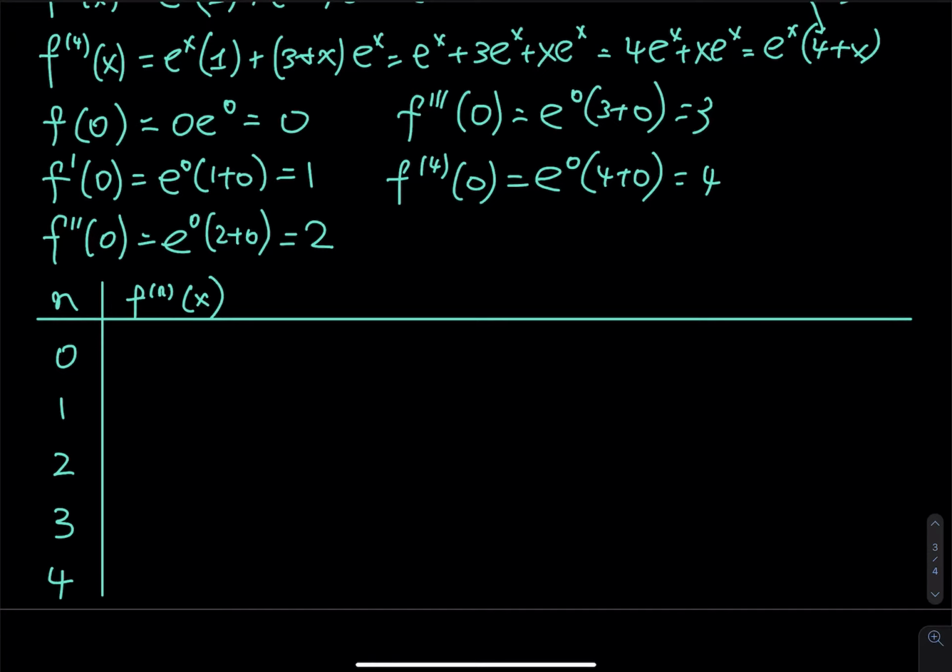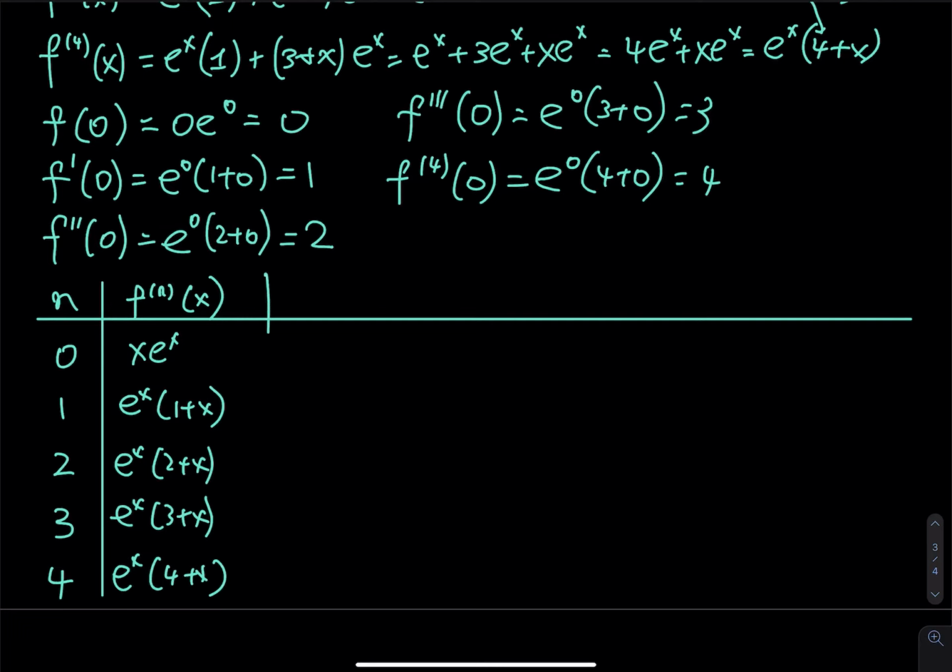So the first one, I have x e to the x, and then the next one is e to the x, 1 plus x, e to the x, 2 plus x, e to the x, 3 plus x, and then e to the x, 4 plus x. So that is the derivative. And then the next term, I would like to do the plug-in, and then the nth derivative at a equals 0. And then we have 0, 1, 2, 3, and 4, right?